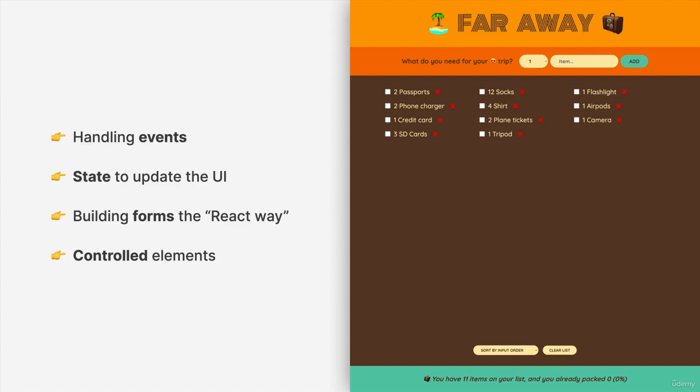To do that, we will start learning how to handle events in React and how to update the user interface using the extremely important concept of state. We'll also start building our next project, where we're gonna focus on state and on building forms in the React way using controlled elements. By the end of the section, we'll summarize everything we have learned about props and state, both in theory and in practice, by building a really nice small flashcards application.